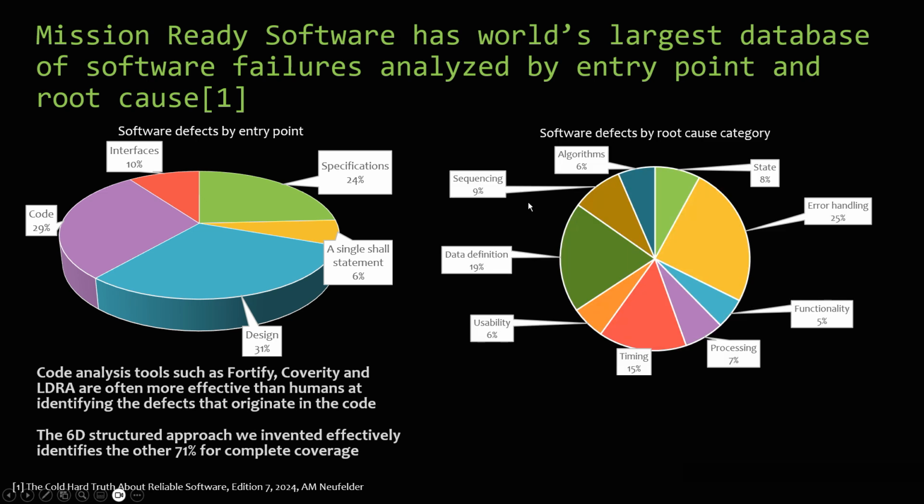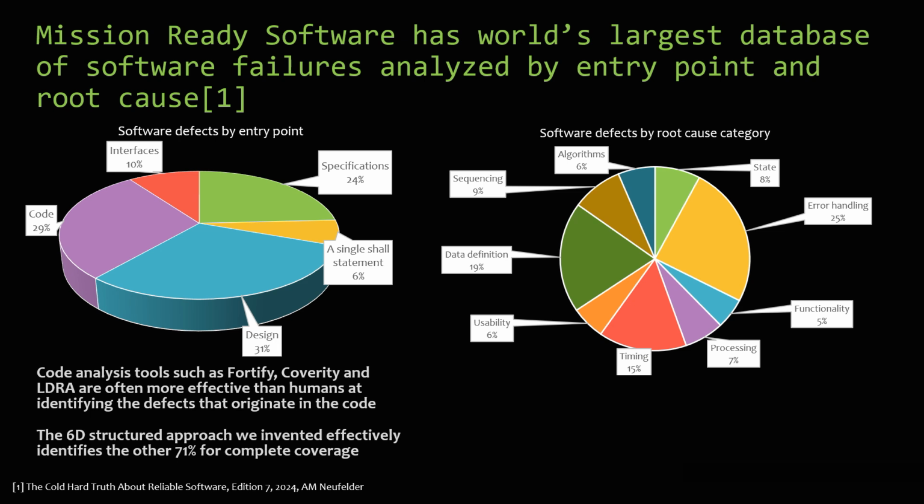Now let's look at the root causes. What we've analyzed, we start at the top: algorithms, state-related issues. Error handling means the software fails to detect faults in the software or the system. Functionality means it's doing the wrong thing. Processing means it can't handle peak loading or endurance. Timing. Usability means the software actually causes the user to do something that leads to a failure.